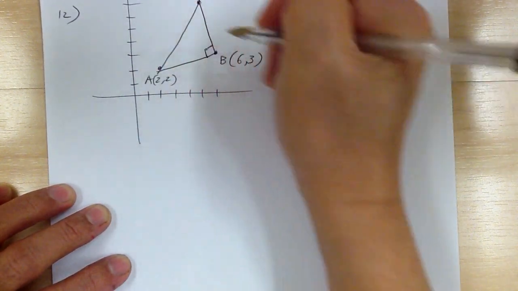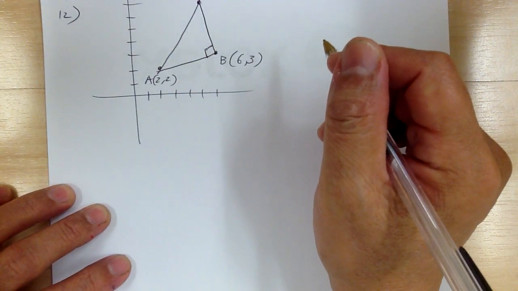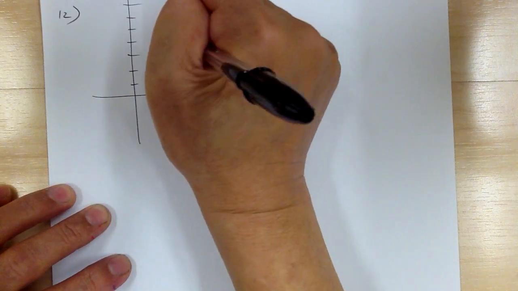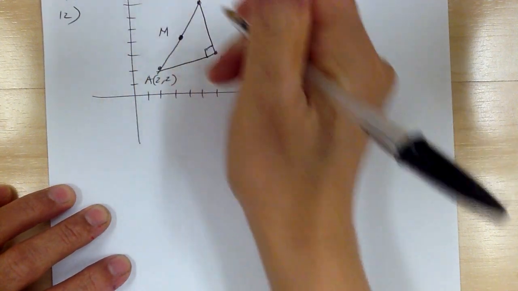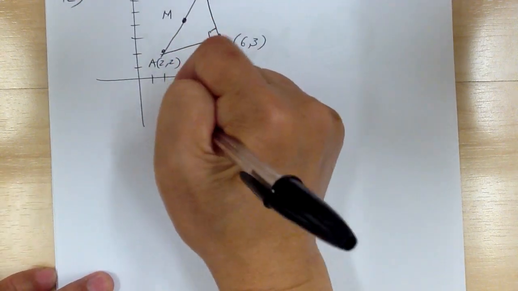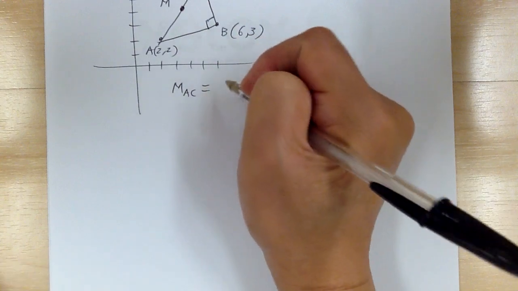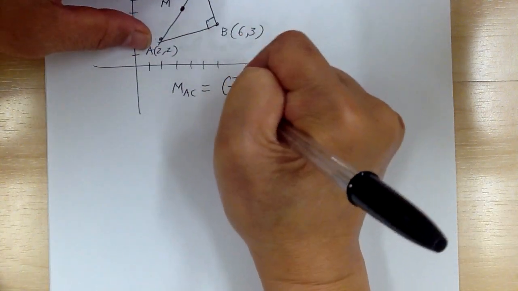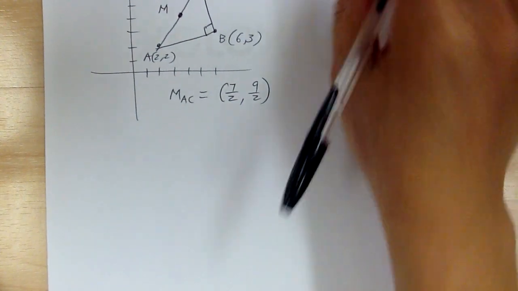Okay, so you can see this is the right triangle over here. You want to find the coordinate of the midpoint of the hypotenuse. I'm going to call this M. The midpoint of the hypotenuse is the midpoint of AC. So you just average the two, and you get 7 over 2, 9 over 2.